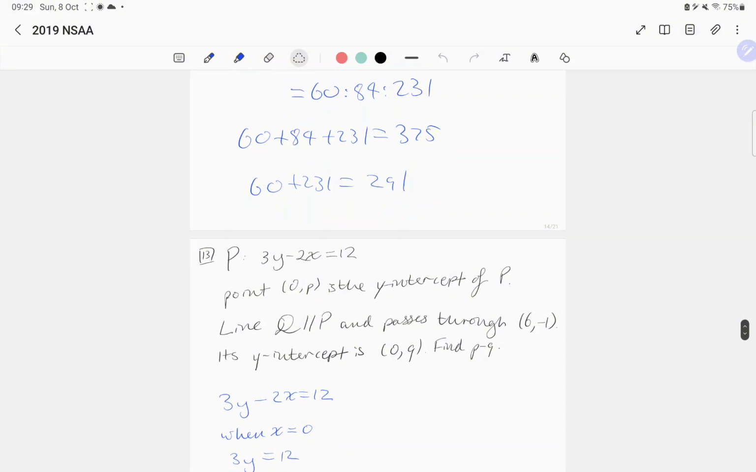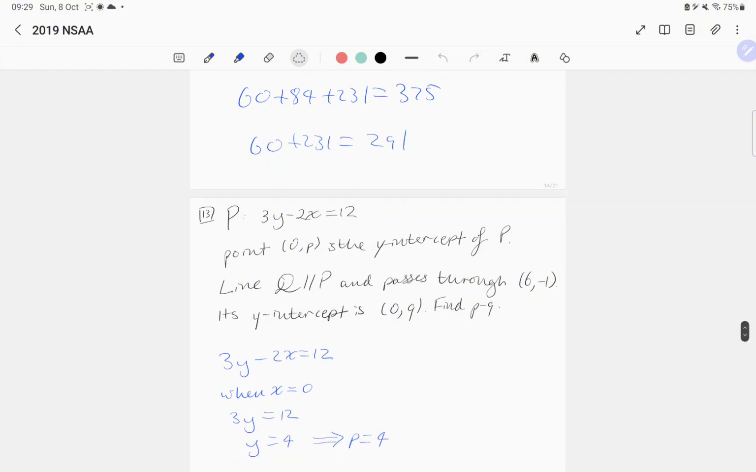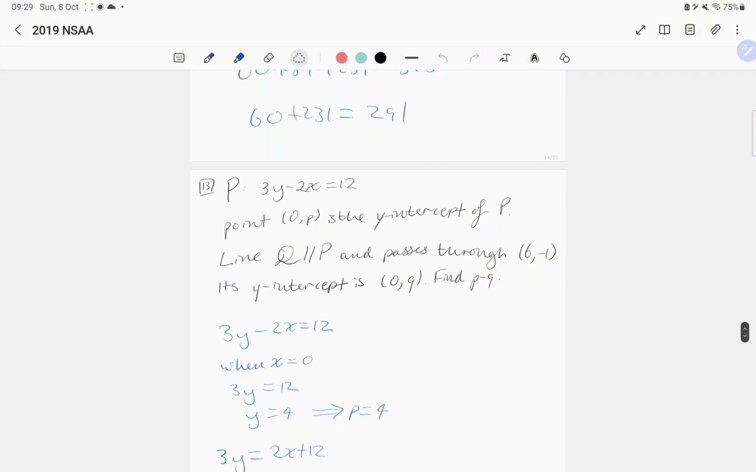Line P has equation 3y minus 2x equals 12. Point (0, p) is the y-intercept of P. Line Q is parallel to line P and passes through (6, -1). Its y-intercept is (0, q). Find p minus q. First, we need to solve for p.